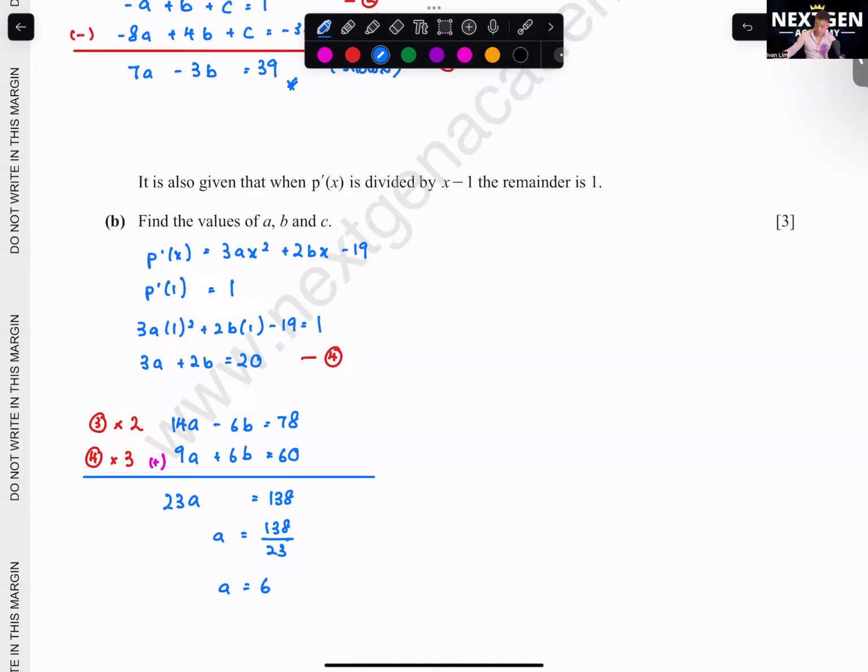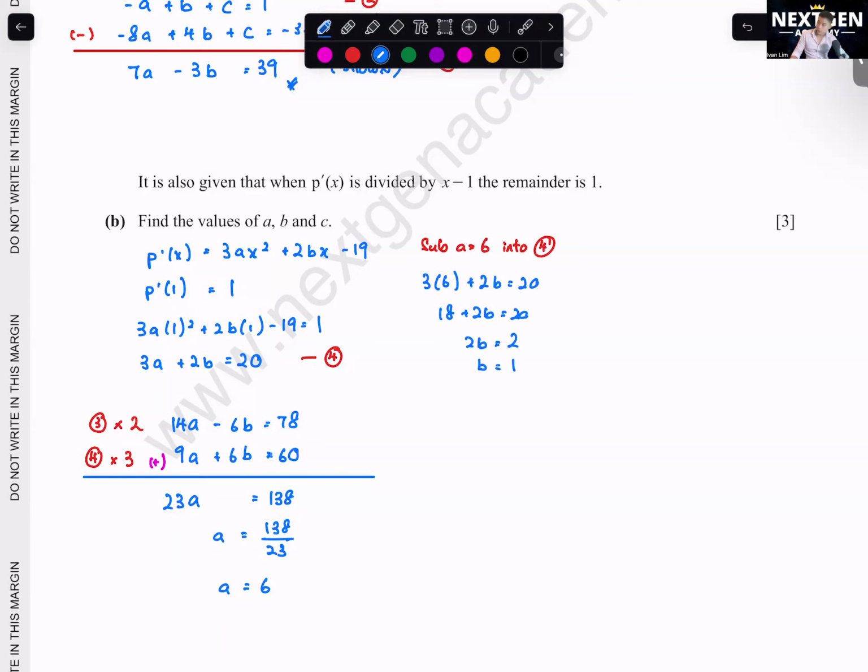Okay, let's find another one. So we have this one value. We substitute a into, okay, just choose either one of the equations. I'll choose equation 4. So sub a equals 6 into 4. 3 times 6 plus 2b equals 20. 18 plus 2b equals 20. 2b equals 2. B equals 1.